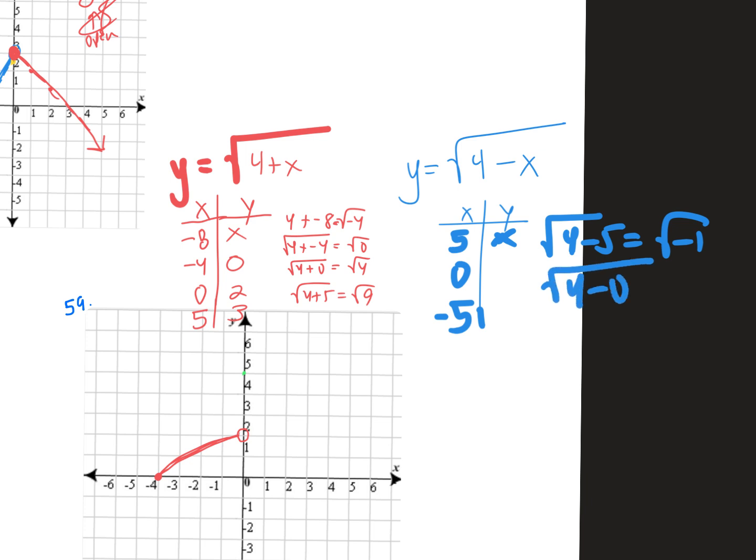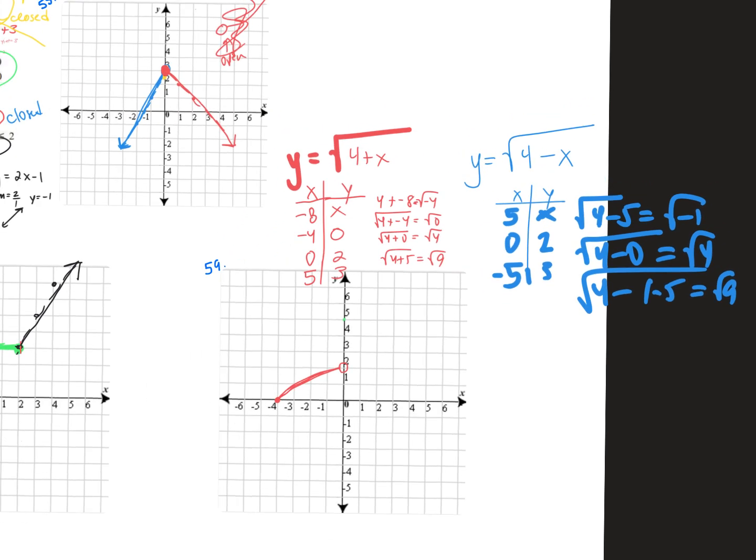Okay, so back here, we're plugging in 0, right? So it's 4 minus 0. So square root of 4 is what? 2. And then when I plug in -5, 4 minus -5 gives me square root of 9, which is 3. So then I have 5, 0 is nothing. Then I have 0, 2. And then I have -5, 3.